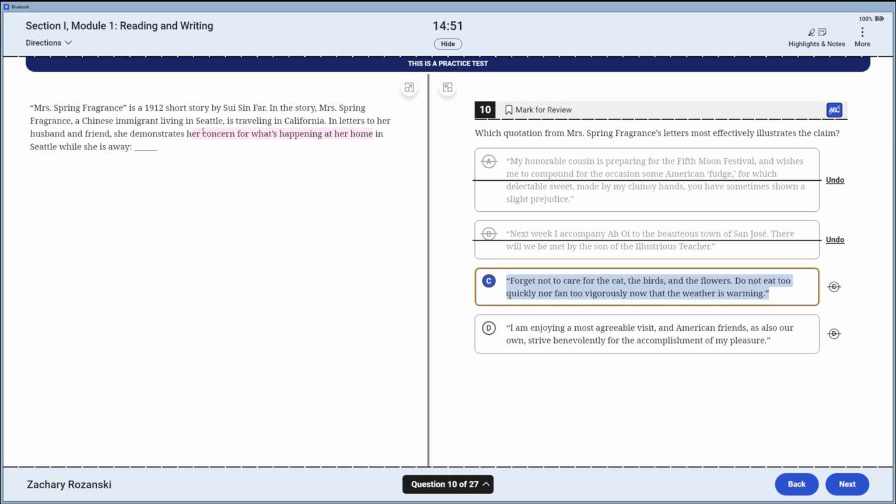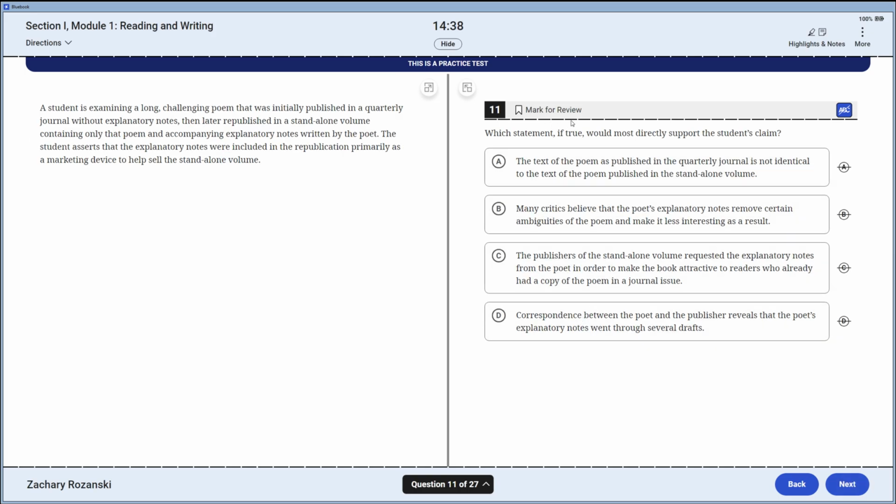Who is she writing to? We don't have to know, but I'm just curious. Miss Spring. Her husband and friend. Good wife. I'm enjoying the most agreeable visit in America as this is not. This is about her visit. This is the only one that gives us order one. I'm going to directly support the student's claim.